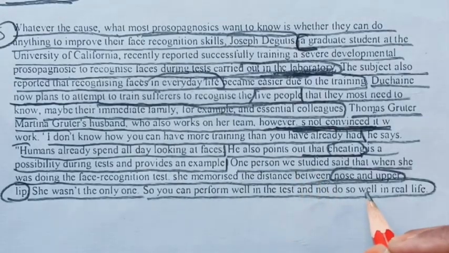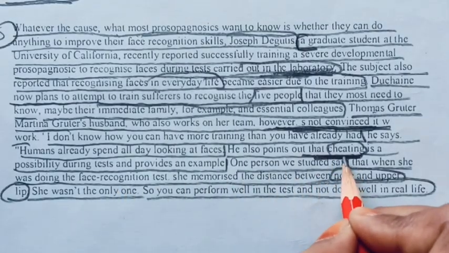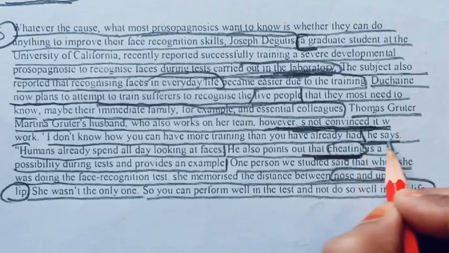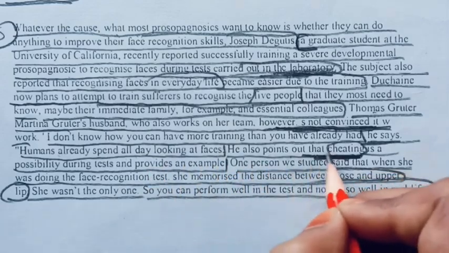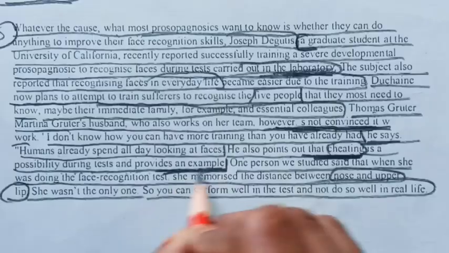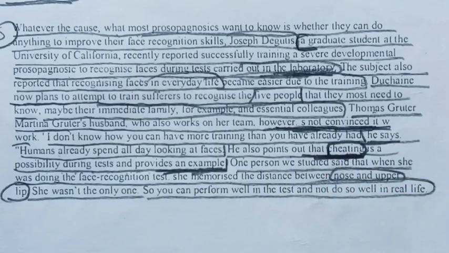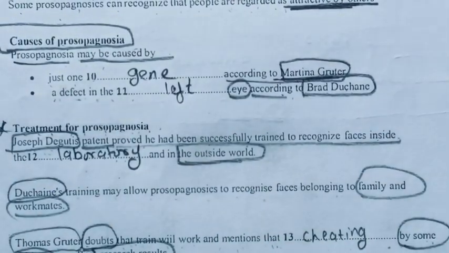So here we have just seen this. Here "he" means they are talking about Thomas Grutter. Thomas Grutter says humans already spend all day looking at faces. He also points out that cheating is a possibility during tests and provides an example. I hope you have understood this. So we are getting our answer from here. So with this we have completed the notes also.